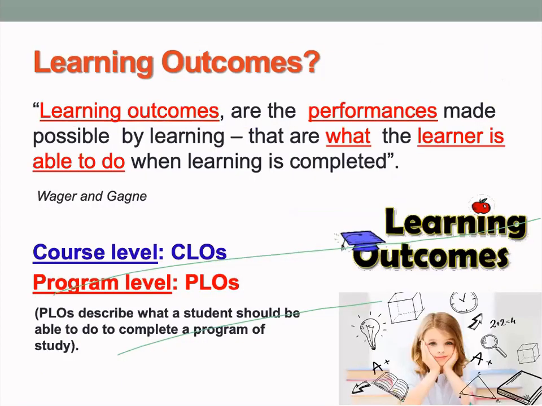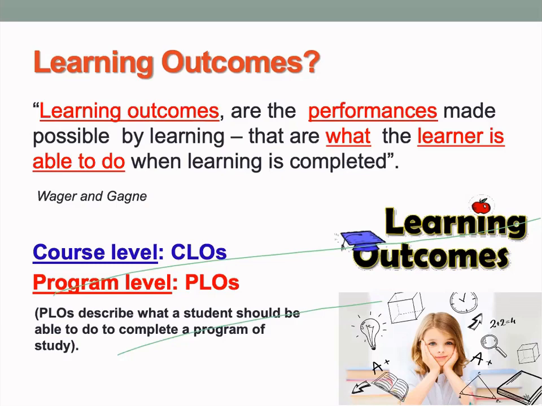Okay, and then what is the learning outcome? The learning outcomes are the performance made possible by the learning. When people learn, there must be a performance produced. It is what the learner is able to do when learning is complete. Learner here is our student. So what our student is able to do when the course, for example, is complete, if they are at the course level.